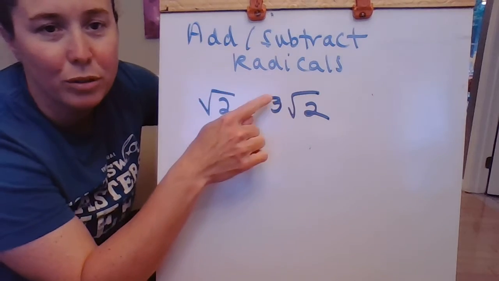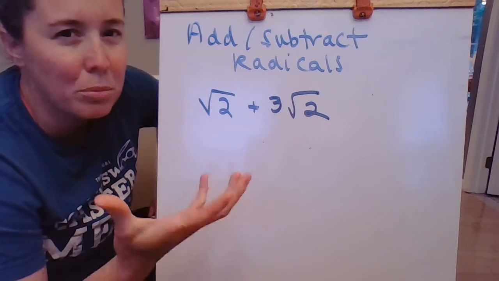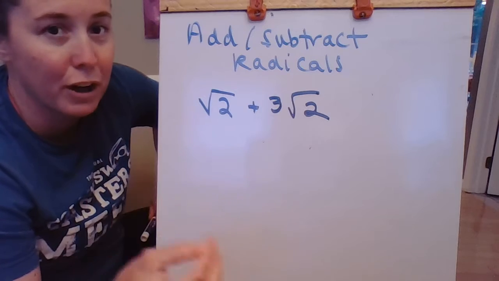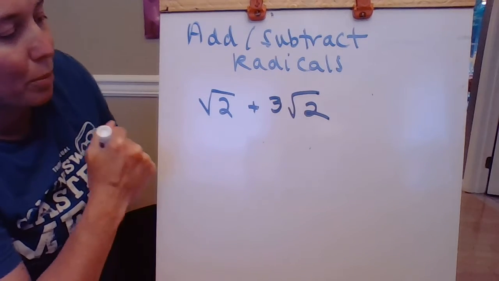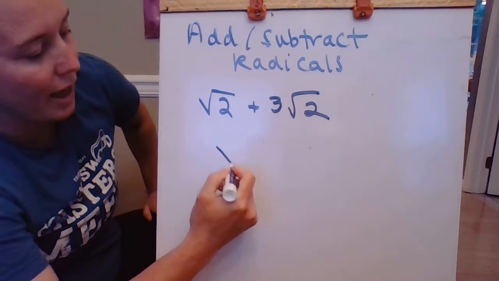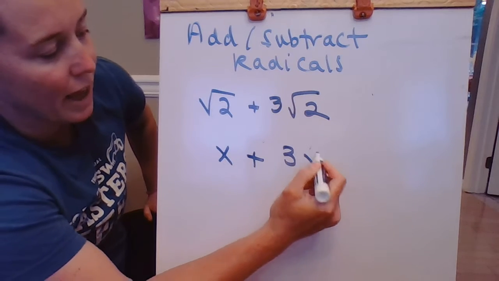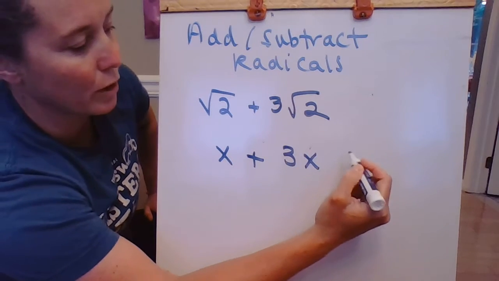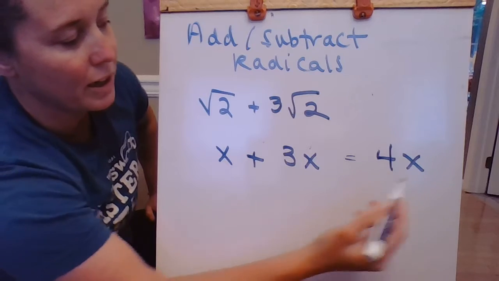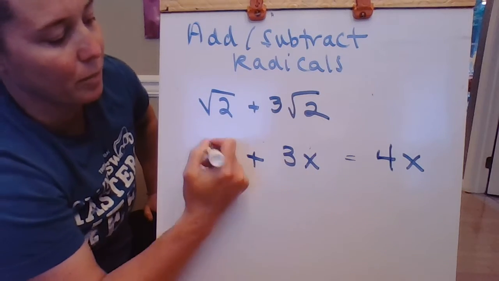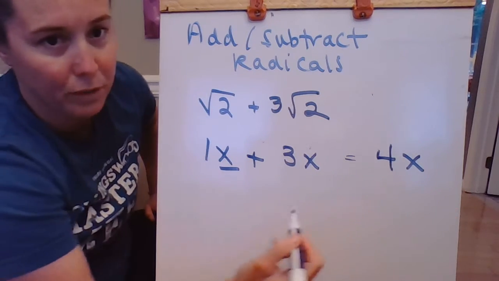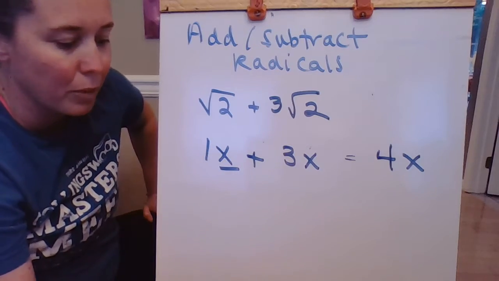Adding and subtracting radicals is very similar to adding and subtracting when you have variables. For example, if I wrote x plus 3x, the answer would be 4x, right? That x, I have one of them, I have 3 of them, so I have 4 of them. That same idea applies.